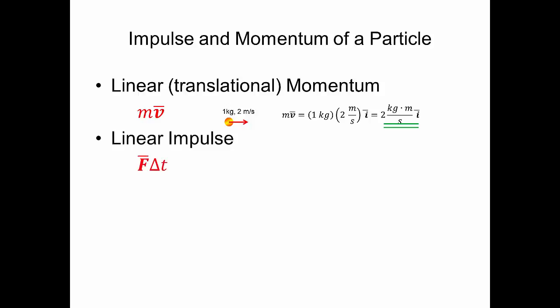For a linear impulse, we have a force vector times a change in time. Again, if I have an object that's acted on by a 2 newton force for 5 seconds, then I can calculate the linear impulse as the force vector times the change in time. Or in this case, 2 newtons in the i direction times 5 seconds, which is equal to 10 newton seconds in the i direction. Newtons are kilograms meters per second squared, so we have 10 kilograms meters per second squared times seconds in the i direction, or 10 kilogram meters per second in the i direction.